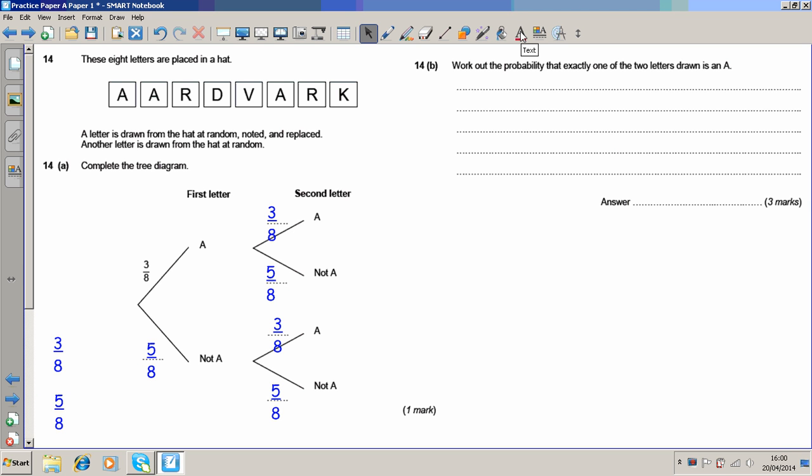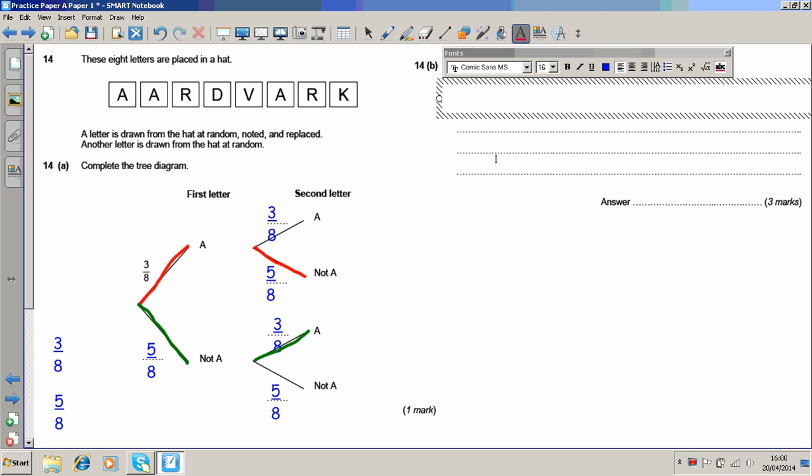Work out the probability that exactly one of the 2 letters drawn is an A. Well, which one is that going to be? Exactly one. So we could basically get an A and then not an A, is one option. Or we could not get an A first time, but then get an A second time. So those lines there are our options.